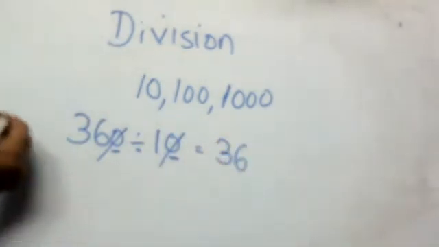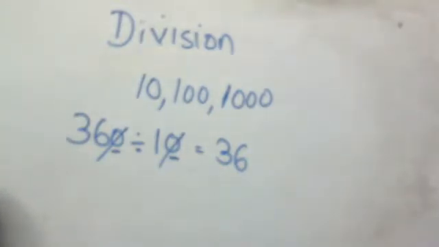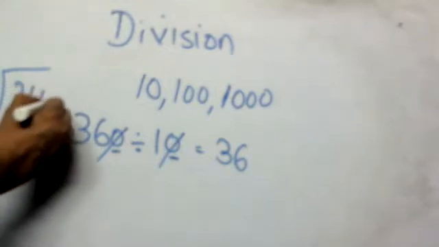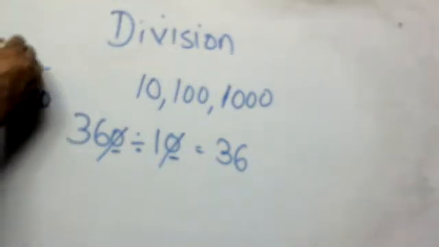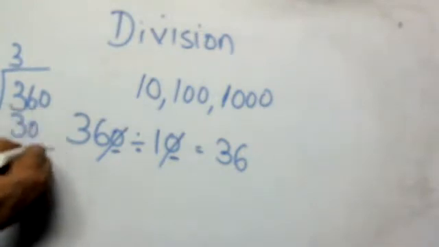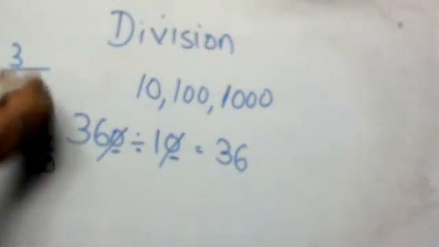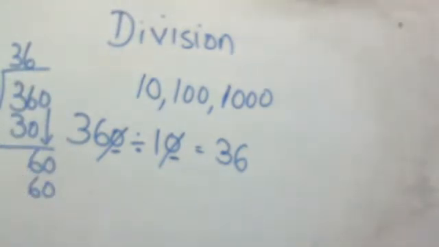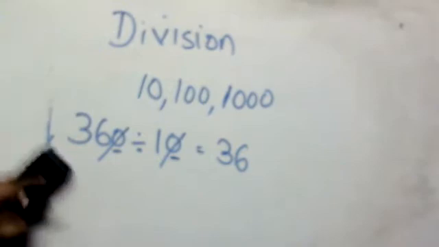Because 360 divided by 10, instead of going through the long method, you can just go through the short method. Otherwise, you go through the long method. 10 3s are 30, 60, 6 is there, bring down 0, 10 6s are 60. This is the short method, by just cutting the zeros.